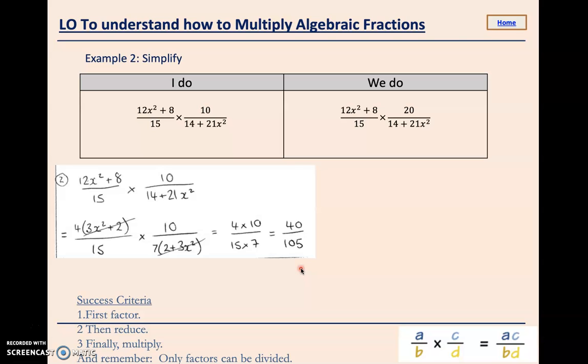You can now pause the video once you've got that down and take 2 minutes to give the we do a go.